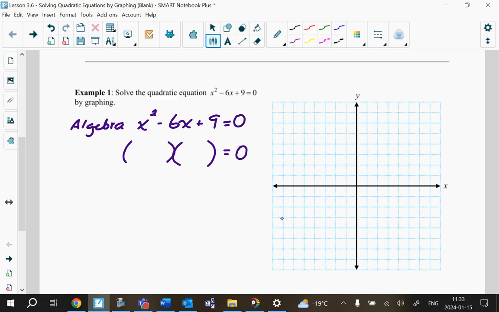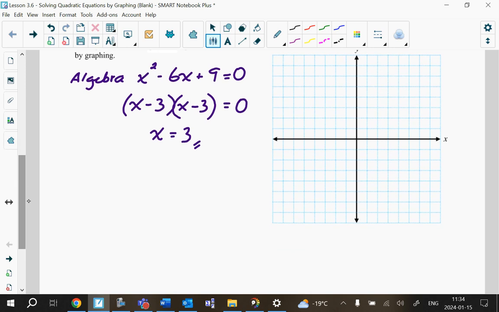That would give you -9 at the end. -3 and -3, good. Therefore, there's only going to be one answer in this. x minus 3 is 0, x minus 3 is 0, x is 3 for both of them. So there's only one solution for this. Graphing, here's how we solve it by graphing.